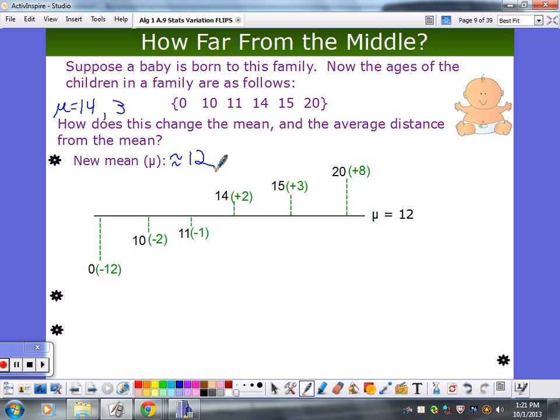So why did my mean go down? Why did the mean go down? Yeah, because this new baby is 0, that's going to bring it down. Because remember, that's not going to change the sum, but now I'm dividing by what? What's my new n?